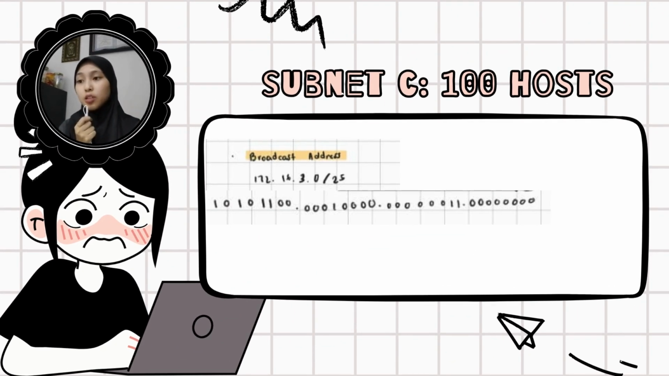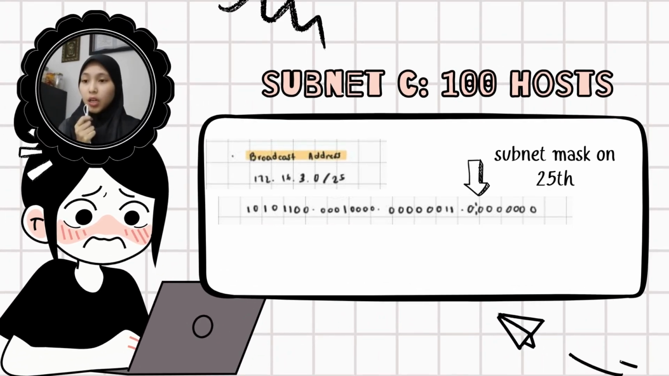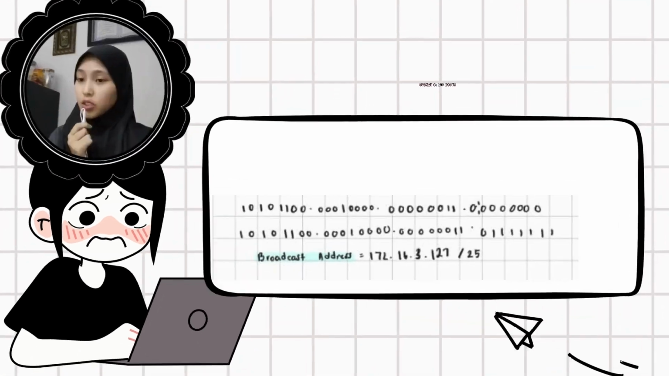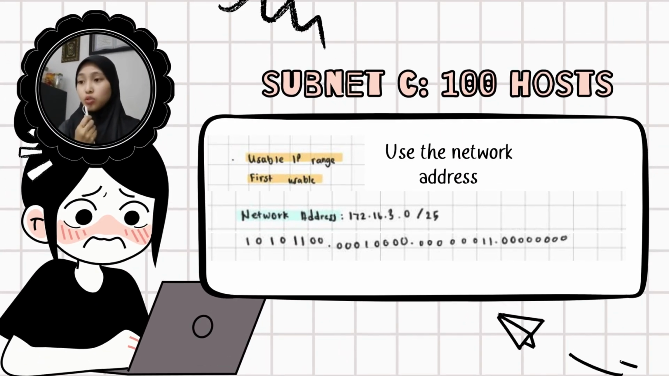And then next is the broadcast address. So I'm going to use the network address that I got earlier and use the binary number for it. From the binary number, I'm going to count each of the bits until the 25th, because the subnet mask is 25, and fill the rest with 1. And I'm going to convert it to decimal to see it better. So we can get the new broadcast address, which is 172.16.3.127, subnet mask 25.